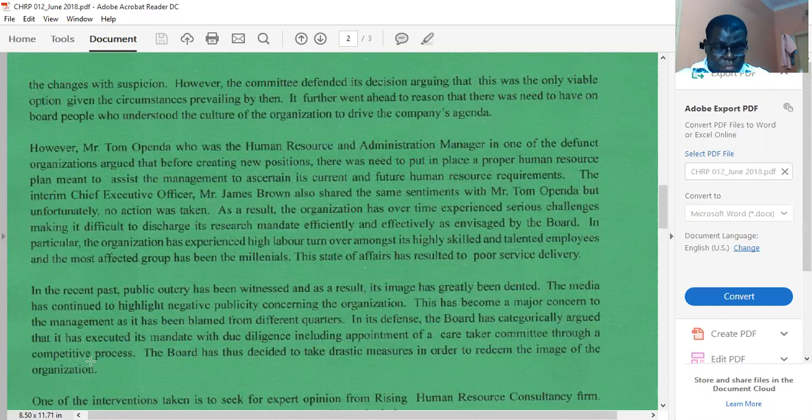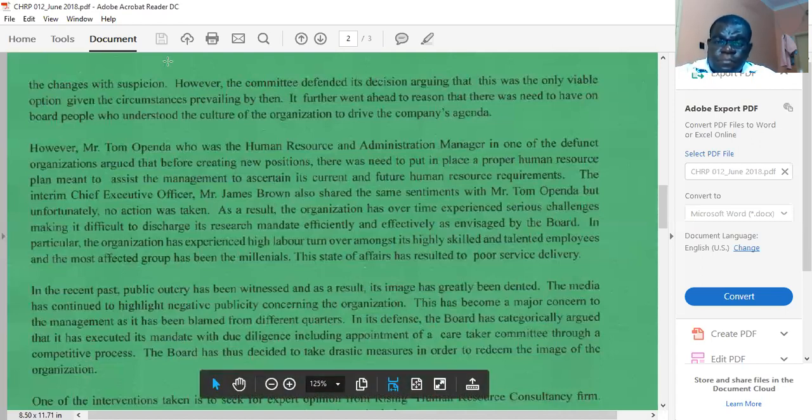In particular, the organization has experienced high labor turnover amongst its highly skilled and talented employees, and the most affected group has been the millennials. This state of affairs has resulted to poor service delivery. In the recent past, public outcry has been witnessed, and as a result, its image has greatly been dented. The media has continued to highlight negative publicity concerning the organization. This has become a major concern to the management as it has been blamed from different quarters.